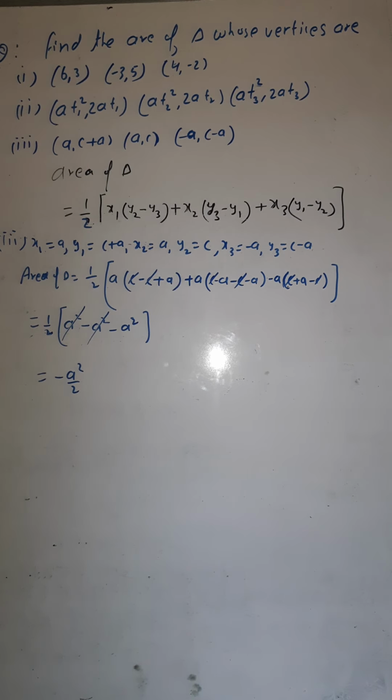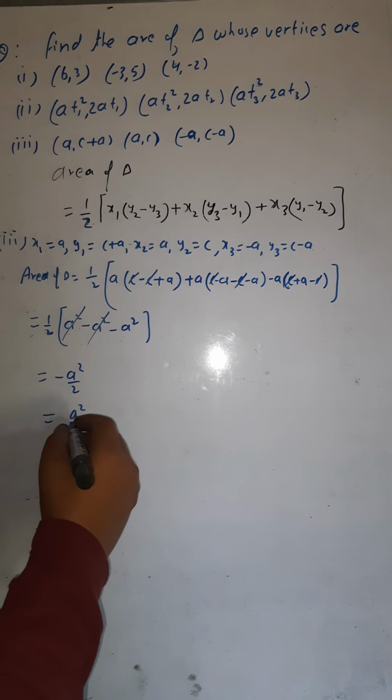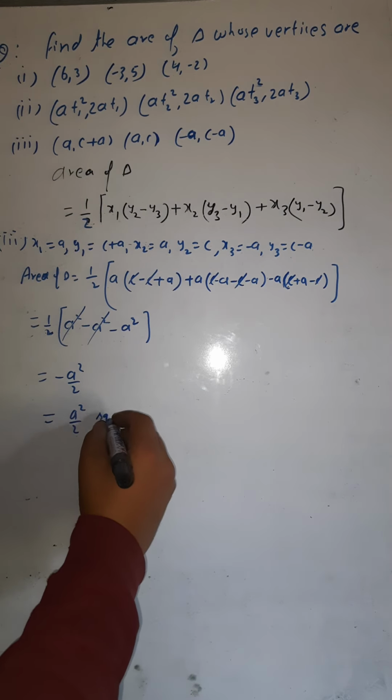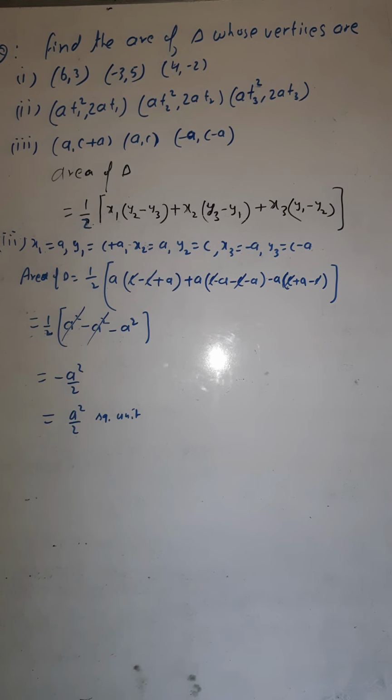But area cannot be negative, so you would write it positive. So it would be a square by 2 square unit. You cannot write the area in negative form. So the answer would be a square by 2 square unit. This is how you would find the area of the given triangle. So this was your third question. Now let's move to another question.